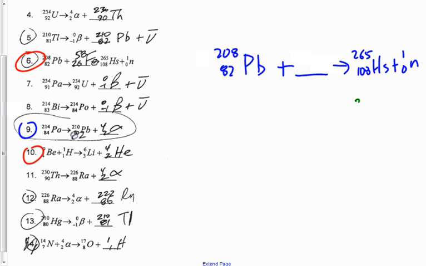265 plus 1 is 266. 108 plus 0 is equal to 108. All right, let's look at how that balances out. 82 plus what equals 108? 26, right? 82 plus 26 is equal to 108. 208 plus what is equal to 266? 58.